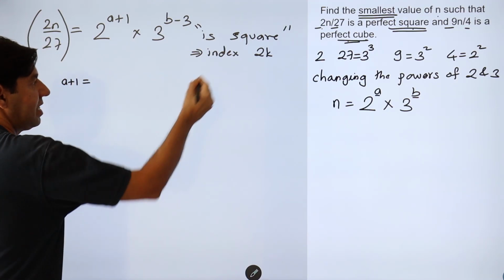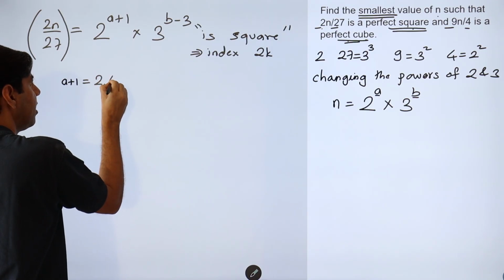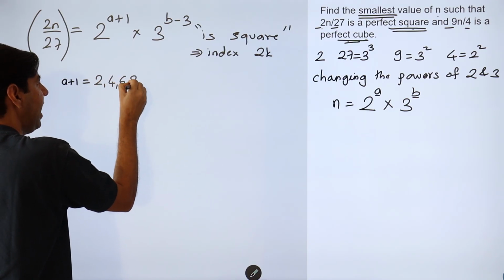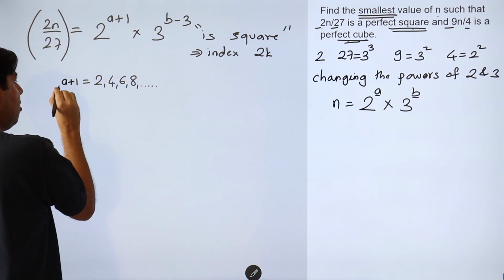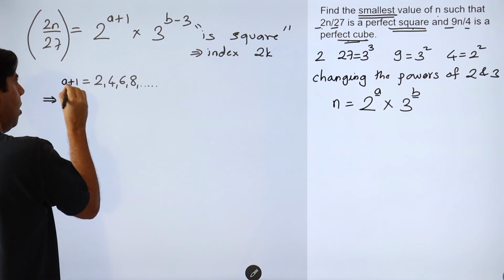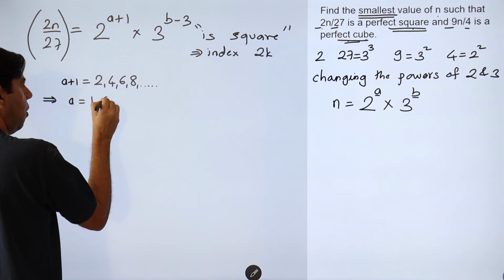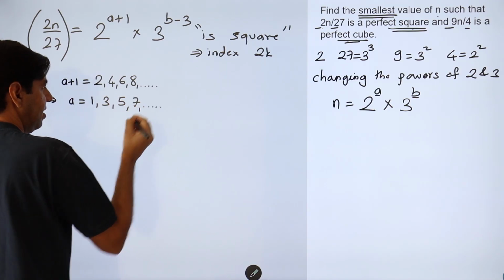So a power multiple of 2 more than 1, which could be 2, it could be 4, 6, 8 and so on. It could be any larger number. And this is the value of a plus 1. So from here we can get the value of a by subtracting 1. It could be 1 or 3 or 5 or 7. The series is a simple number.